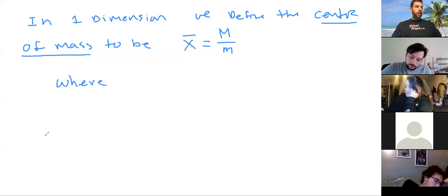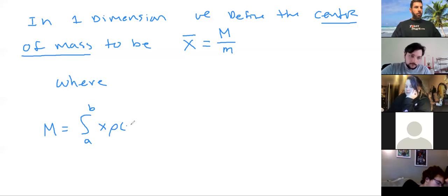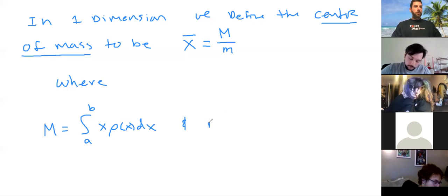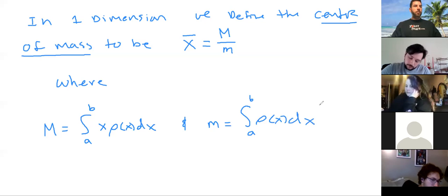And what is capital M? Capital M is what we call the moment. And that's an integral, a weighted integral. We're taking the density and multiplying it by the variable. So the fancy word for this is weighted integral. And little m is the mass. And we know what the mass is. That is just the integral of the density.